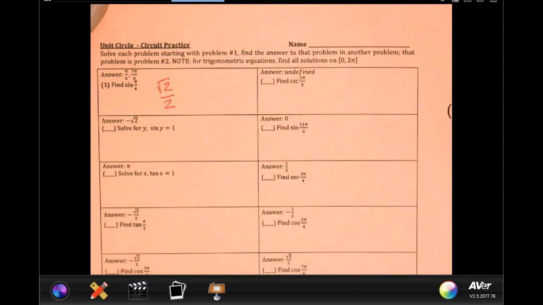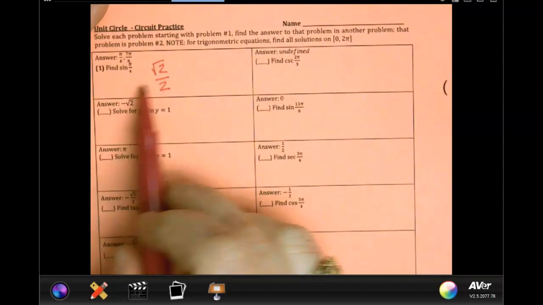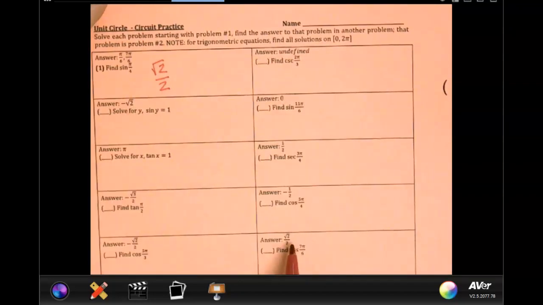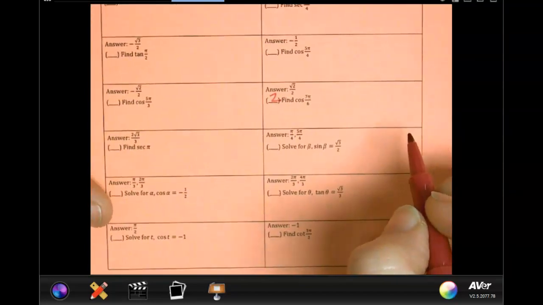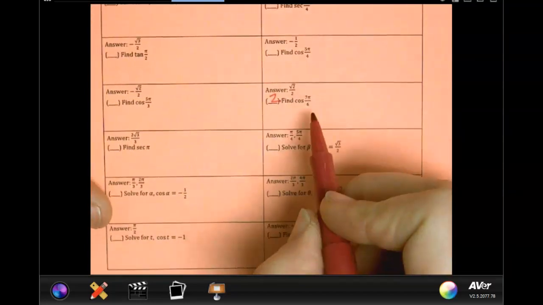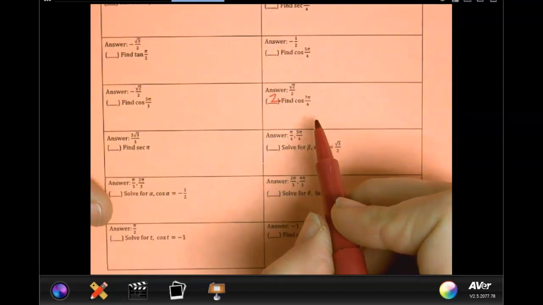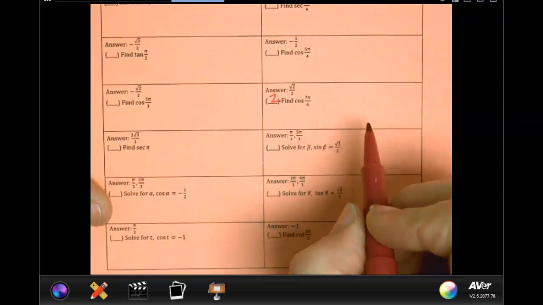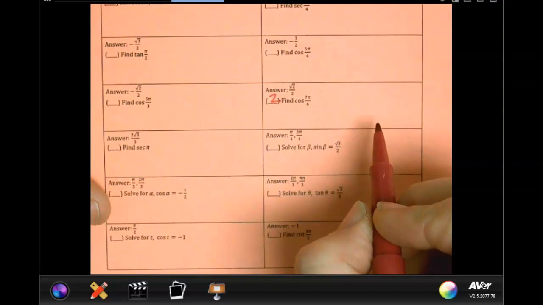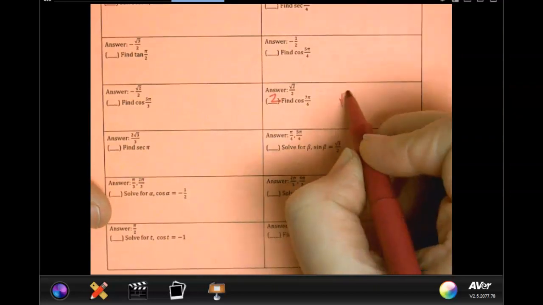So then you've got to find that answer. When I look for that answer, it's there. So now this is number 2, and I put a 2 in the blank. And then I want to find the cosine of 7 pi 6. All right, well, what's the cosine of pi 6? Square root of 3 over 2.